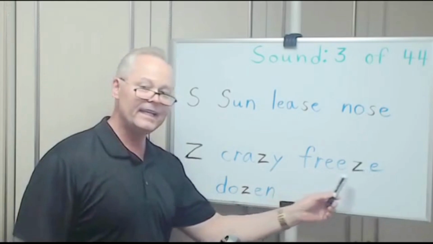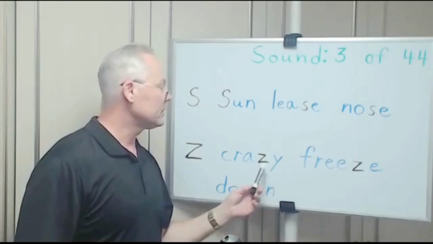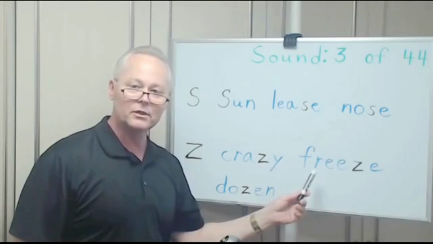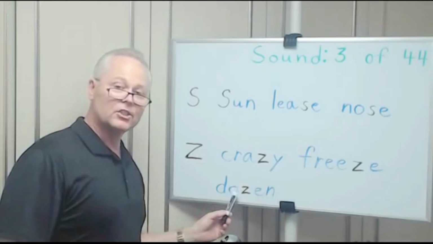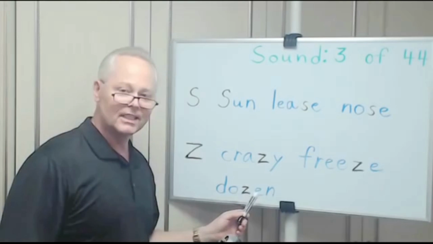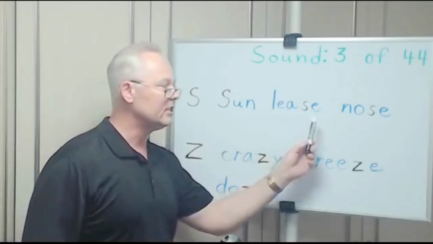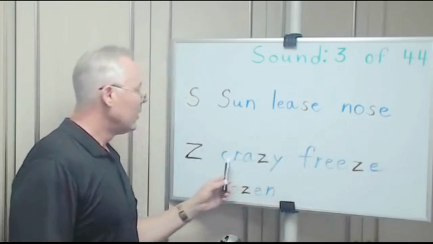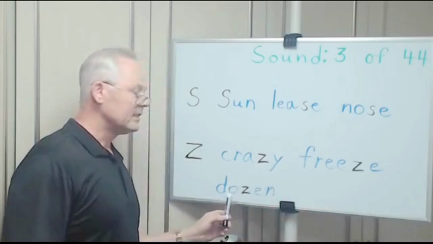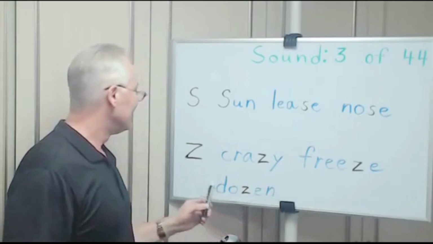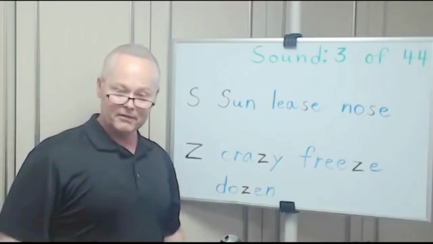Freeze. Now they're the same letter, but they seem to end with a different sound, don't they? And we have the word dozen. And there's our S. Sun, lease, nose, crazy, freeze, dozen. S and Z, sound number 3. That's the end of this lesson.